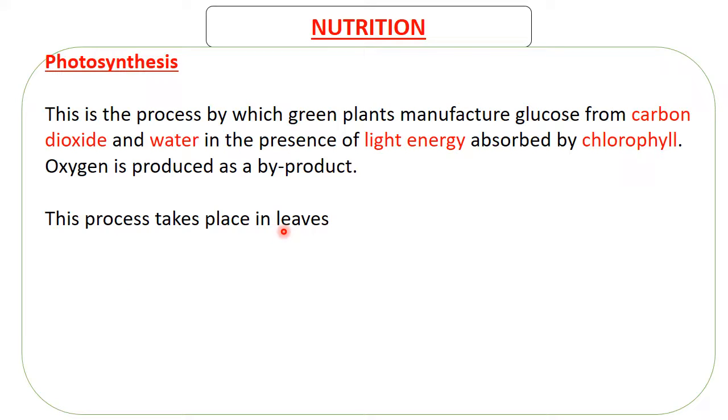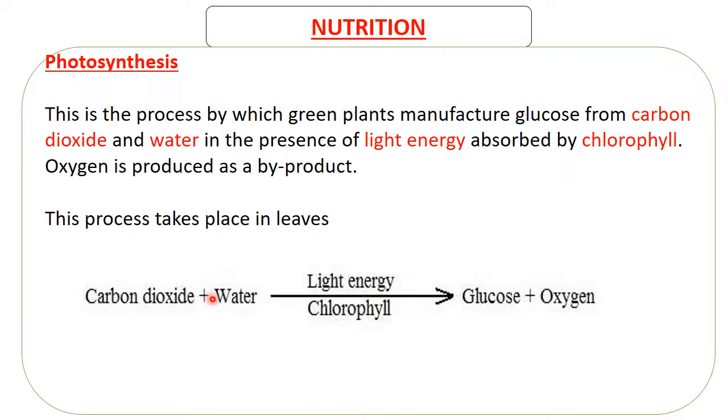So even in some leaves which have different colors, it's not all the parts where photosynthesis takes place. Photosynthesis usually takes place on green parts of the leaf because the green parts of the leaf are the ones with chlorophyll. This chlorophyll actually is the one that gives the green color to plants.